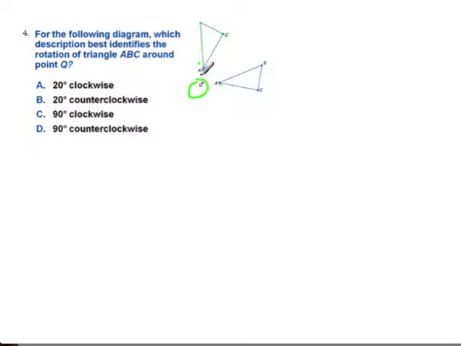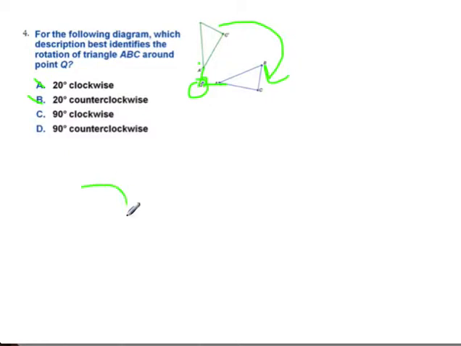So if I look, I go down to Q and I go over, it really looks to me like that is forming a right angle. So since it's forming a right angle, it's 90 degrees. So I'm going to eliminate 20 degrees. And now I need to figure out if it's clockwise or counterclockwise. So I'm using multiple choice to my advantage here. So I'm going from here to here.